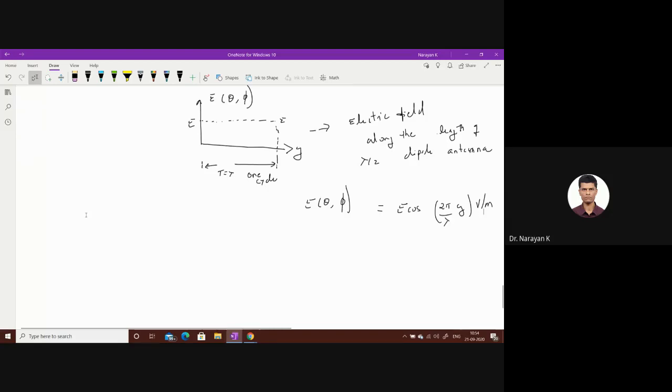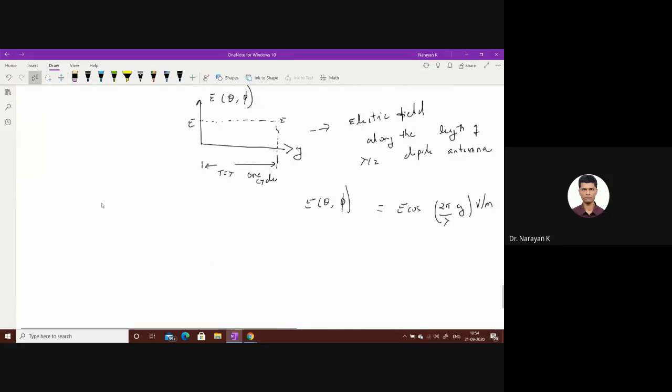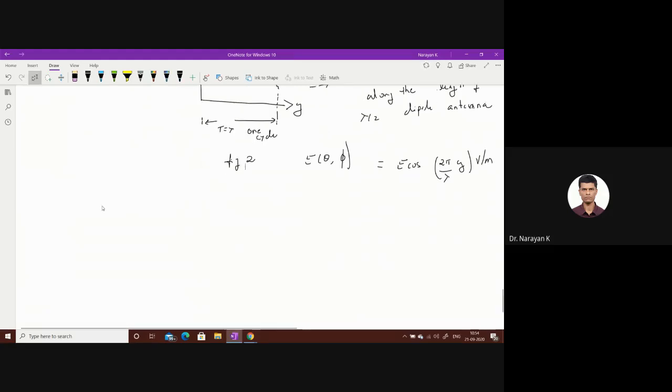Okay. Have you taken down this diagram? Call this as figure 1 and call this as figure 2. Please write down. In figure 1, lambda by 2 dipole with the nature of current distribution is shown.